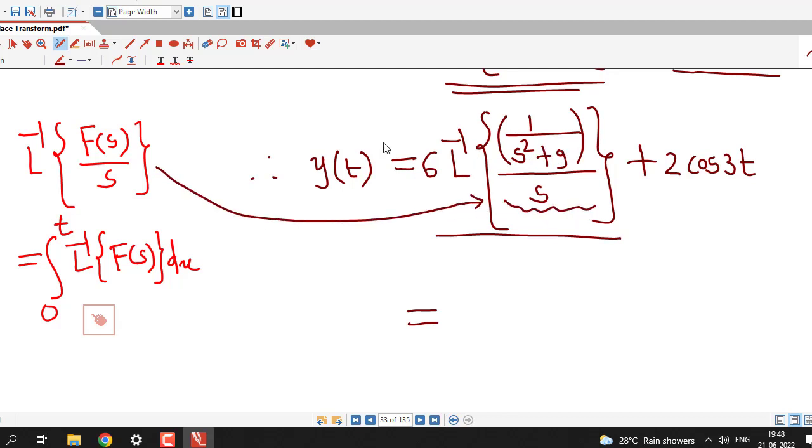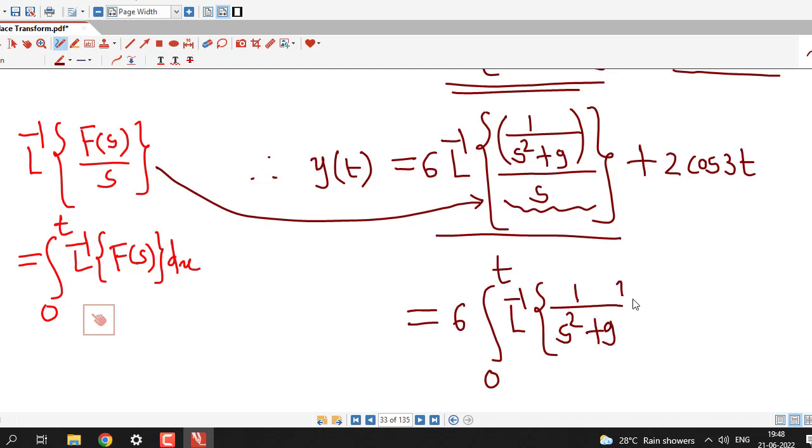If you compare this expression with f of s by s, f of s is 1 divided by s square plus 9. So using this formula, we can write this as integral from 0 to t inverse Laplace transform of 1 divided by s square plus 9, and integral with respect to u, and we keep this as it is, 2 times cos 3t.